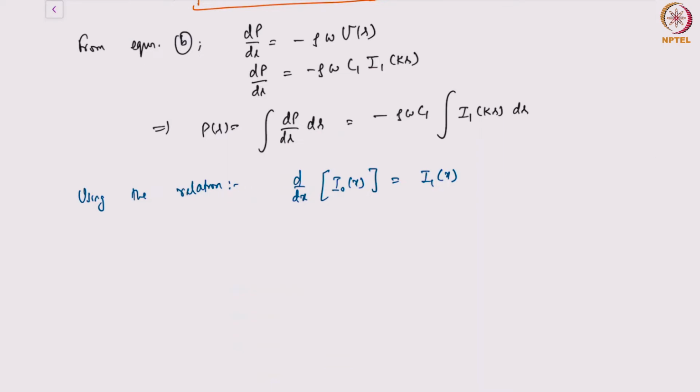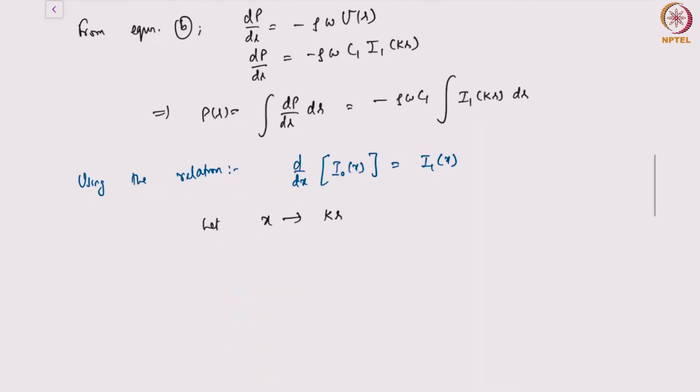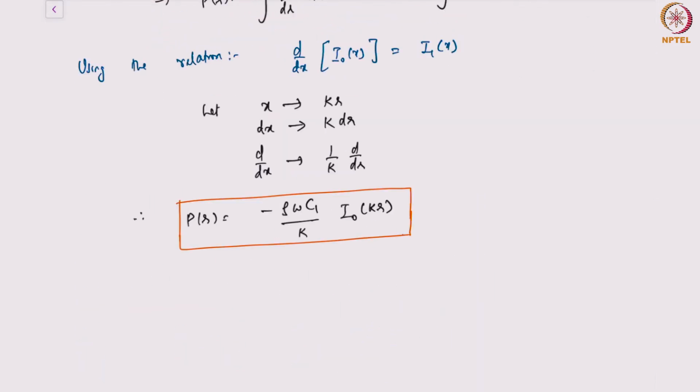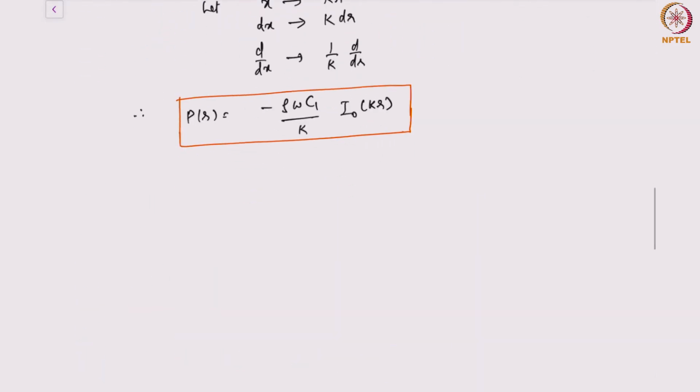So I'll go back to black ink again. Let x become KR. Therefore, dx becomes K times dr, and d by dx becomes 1 by K d by dr. And therefore, now I have P of R simply becomes minus rho omega C1. I1 just becomes 1 by K of I0 of KR. So I've actually got P of R as well. Right?